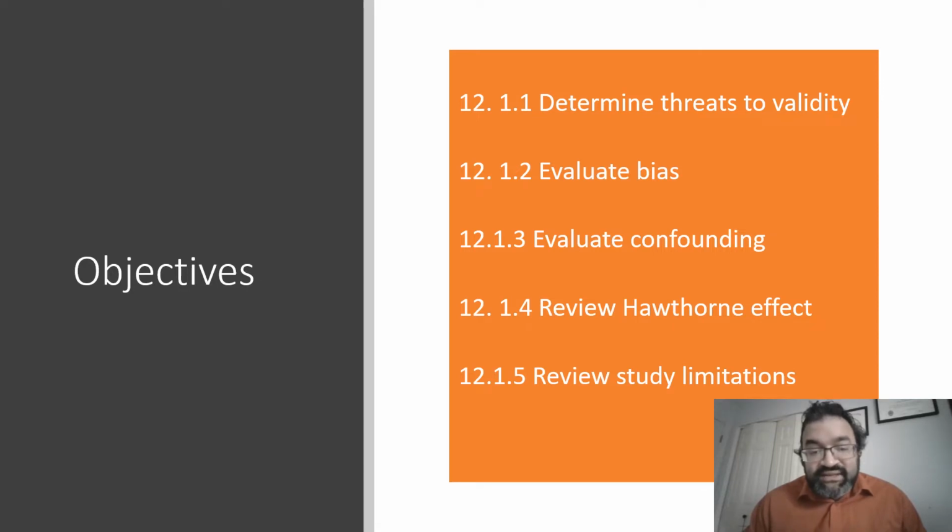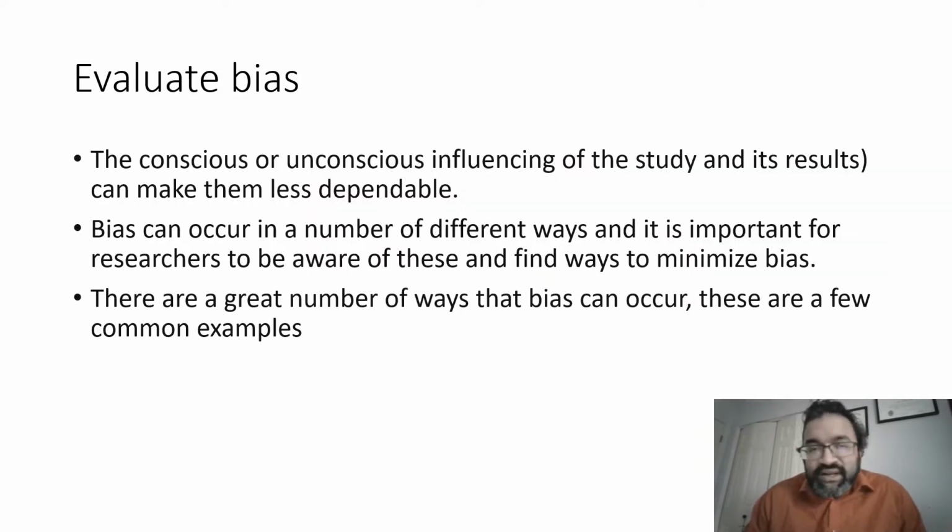Evaluate bias. I'm going to be defining bias before looking at threats to validity. Evaluate confounding. This is a very important area that individuals have confusion with. We're going to review the Hawthorne effect, and then study limitations we'll be going over. So a lot of this is a combination of public health and medicine and many different components here.